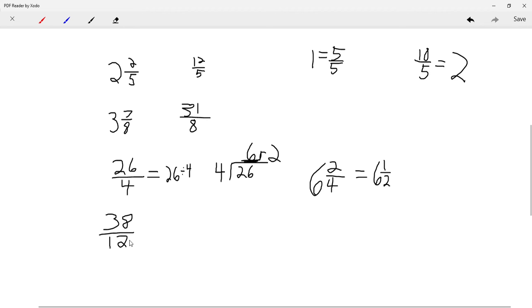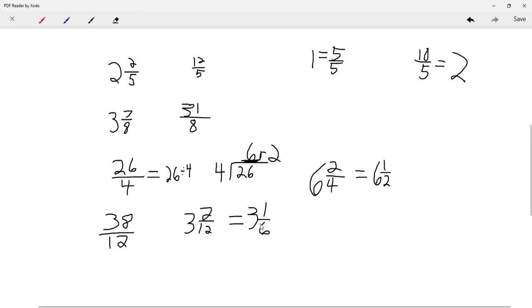And then for this one, we're going to do the same thing. 12 goes into 38 3 times, right? And then with a remainder of 2, and so it is 3 and 2/12. I can do the same thing here, where each of these can be divided by 2, and it actually reduced and proper form would be 3 and 1/6.